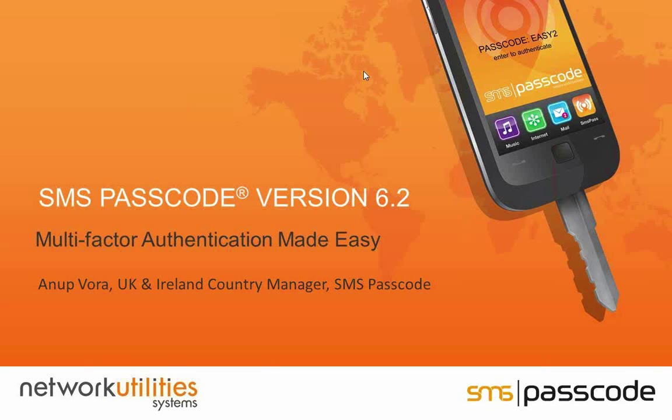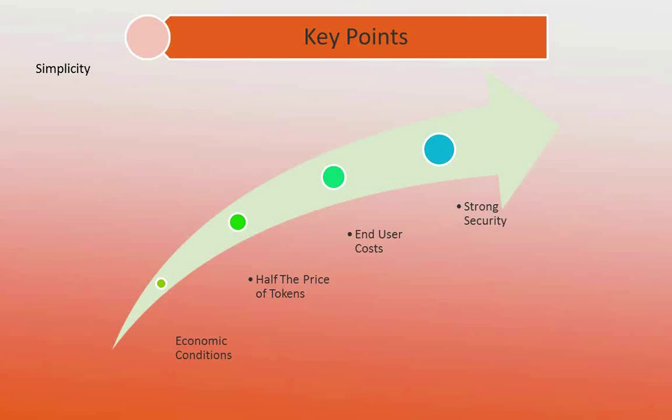So as you can see here, we're at version 6.2, which probably doesn't mean much to you, but what it means to us is it is quite a developed solution, SMS Passcode. So if I can take you through the presentation, hopefully it won't be too painful. It is quite a simple solution to explain. It is multi-factor, two-factor authentication, and this is what we do. This is all we do.